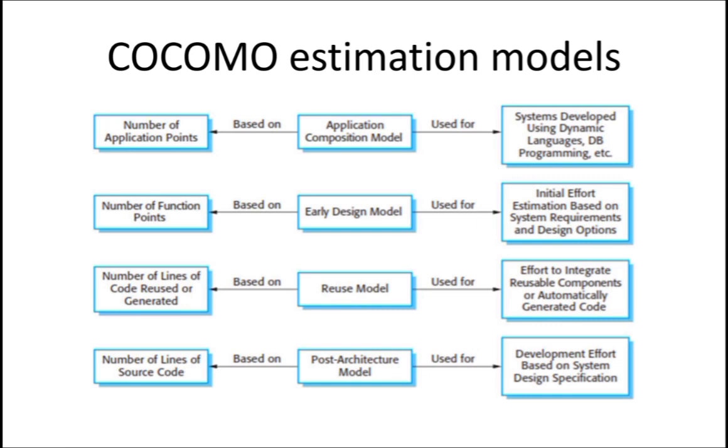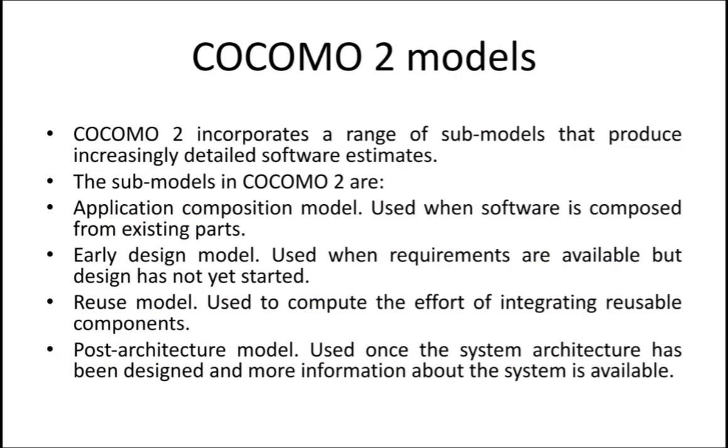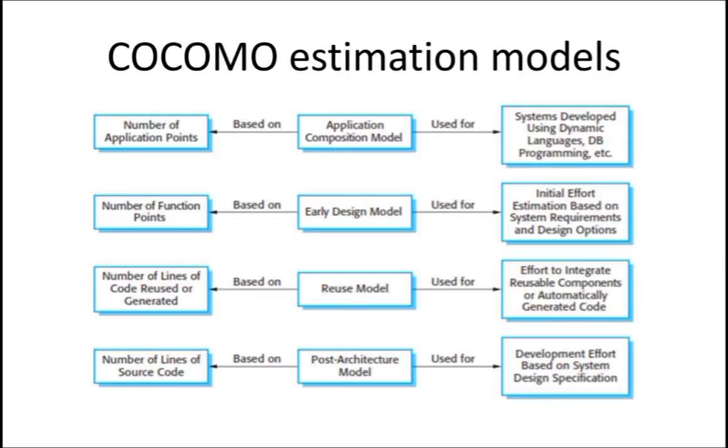The application composition model is based on the number of application points and is used for systems developed using dynamic languages like DB programming, etc. I told you the composition model is used when software is developed from existing parts. See, the early design model: when you only have requirements, you can go for the early design model.